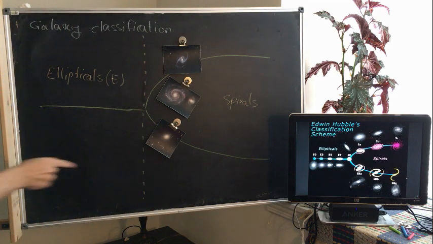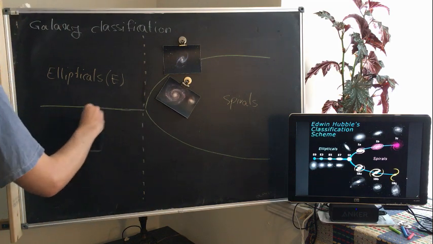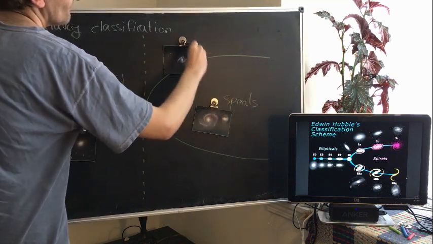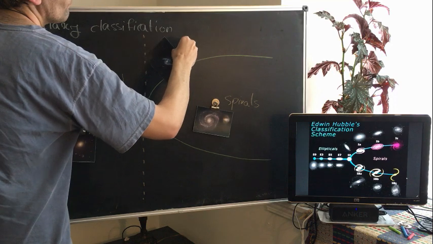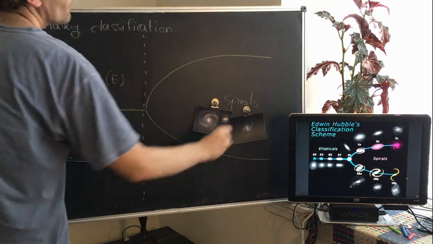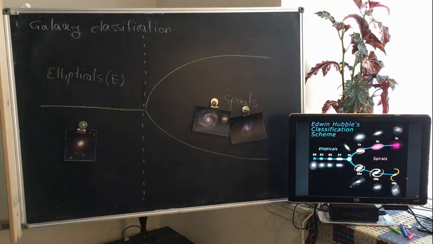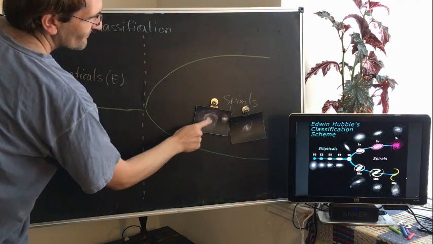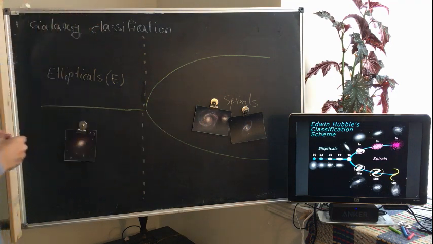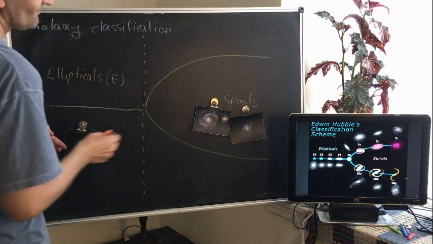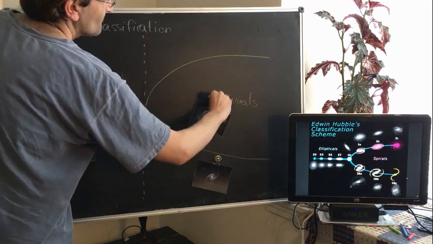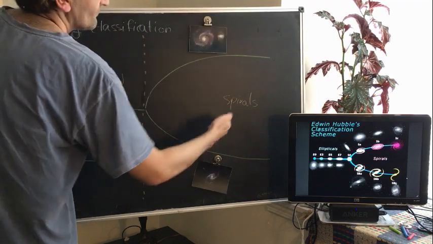So for example, if you look at this one, it is elliptical. It goes here. This one is a spiral. This one is also a spiral galaxy. They go here. But if we compare spiral galaxies, we see they have different central parts. So this one is round, the other one is barred. So we can classify spirals in two subgroups.